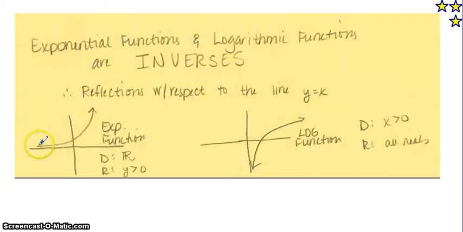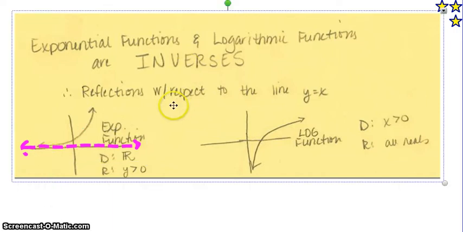Now, here's a function that you're familiar with. This is the exponential growth function. Remember, the domain is all real numbers, and the range is y is greater than 0, because we have this horizontal asymptote right here at y equals 0. Now, a log function and an exponential function are actually what's called inverses. Inverses means that they are reflections with respect to the line y equals x.